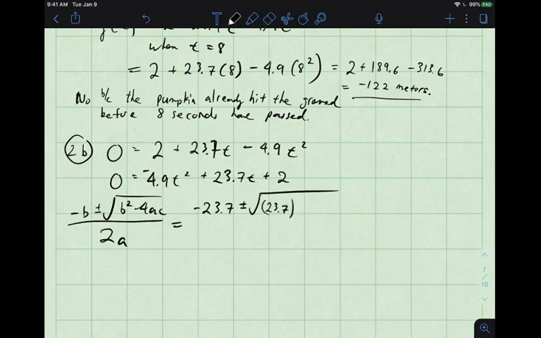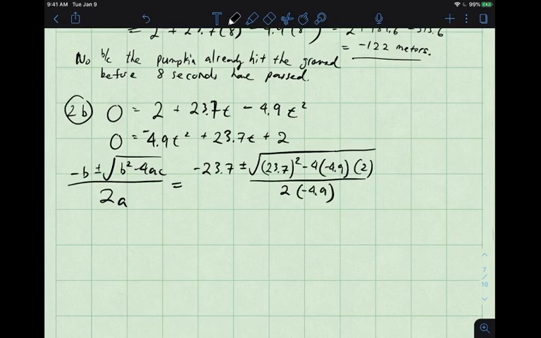23.7 squared, yep, definitely you need a calculator for this problem. Negative 4.9 to 2 times negative 4.9. Negative 23.7. I'll do this stuff on my calculator and just tell you what it is. 23.7 squared plus 4 times 4.9 times 2. Okay, square root of 689. Let's see what that is.